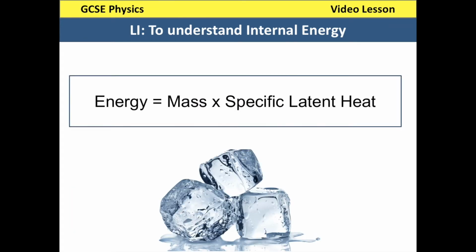Now there is an equation for working out specific latent heat of fusion and specific latent heat of vaporization, and it's here on the board now. It's the amount of energy given to a substance is equal to its mass multiplied by its specific latent heat.